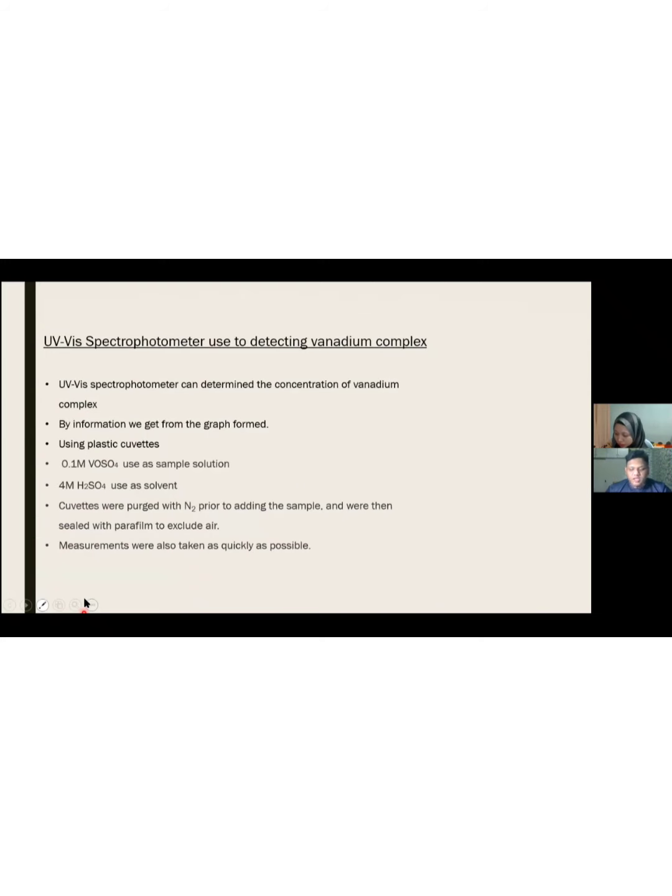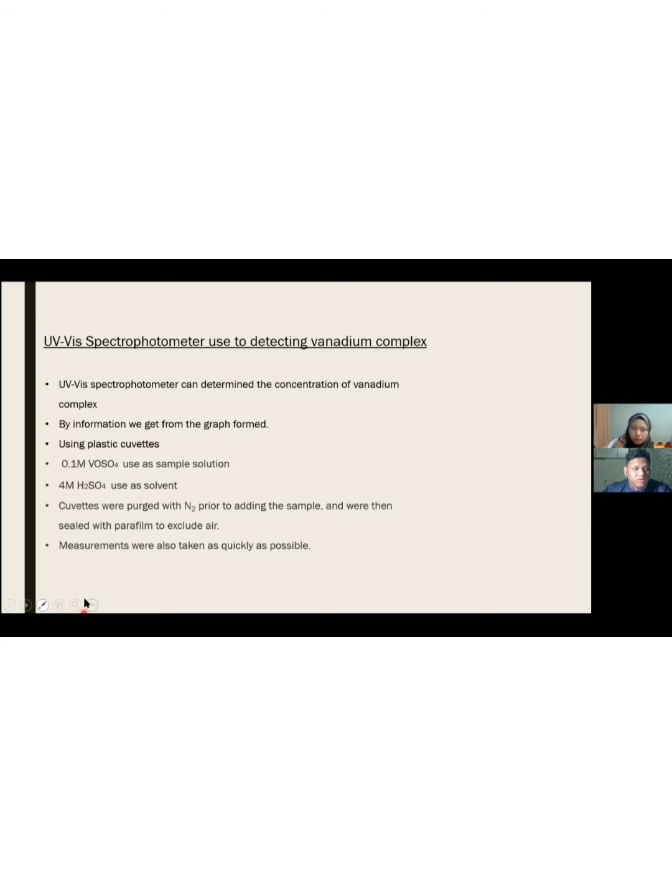Okay, so as we know, the UV spectrophotometer can be used to detect vanadium complex, and it can determine the concentration of vanadium. We can get it from the information in the graph. We get the information of the highest peak on the graph, then we calculate it.